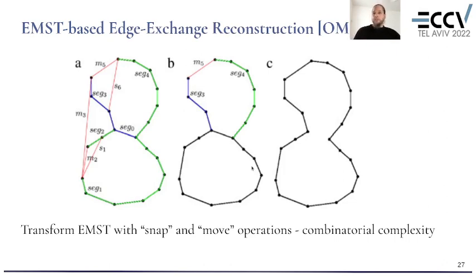Next, an algorithm we proposed in 2011 based on the EMST, and you can see the green and blue candidate edges. The green ones are in the final graph, the blue ones and the red ones are candidates, so the blue ones can snap to red ones and can also be moved. So this is a set of combinatorial operations, and while it gives good results, it also has combinatorial complexity. That's not very useful in practice.